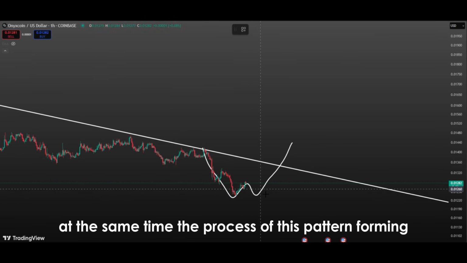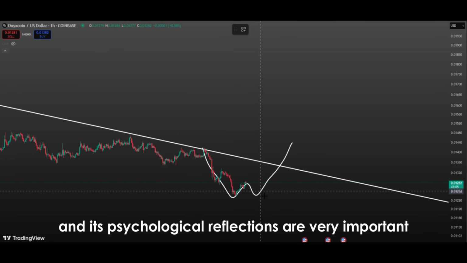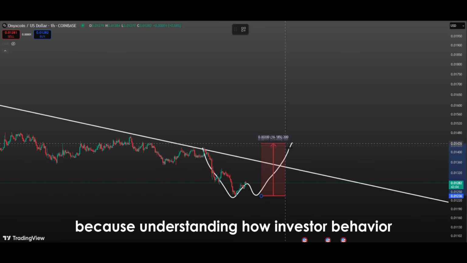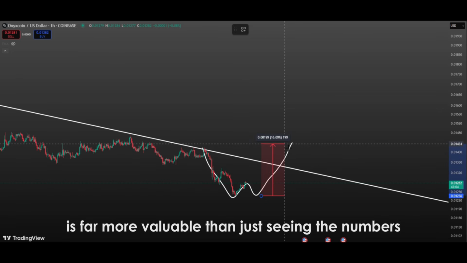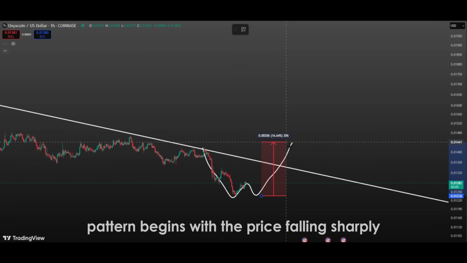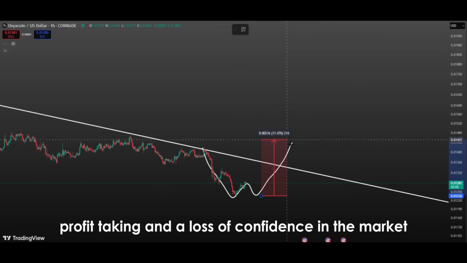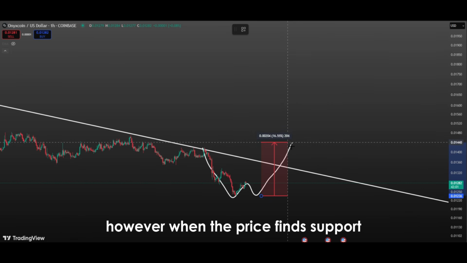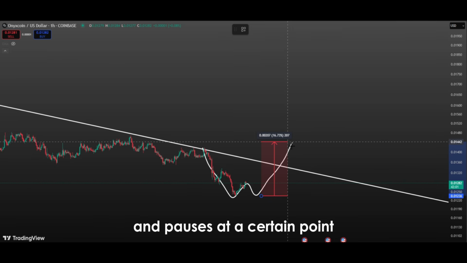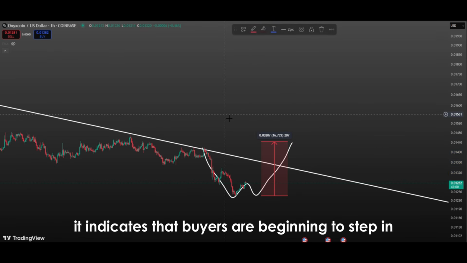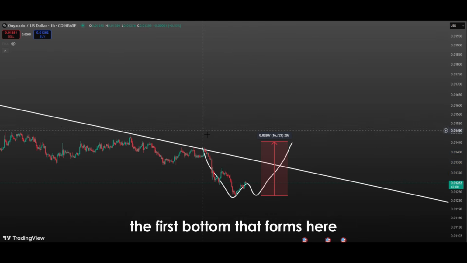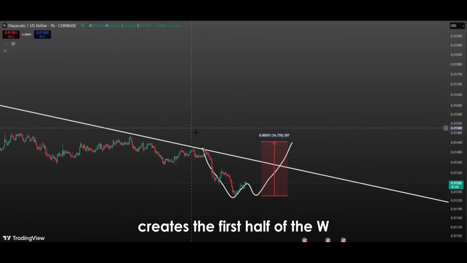At the same time, the process of this pattern forming and its psychological reflections are very important because understanding how investor behavior collectively reflects on the chart is far more valuable than just seeing the numbers. The first leg of the W pattern begins with the price falling sharply. This drop usually represents panic selling, profit-taking, and a loss of confidence in the market. However, when the price finds support and pauses at a certain point, it indicates that buyers are beginning to step in. The first bottom that forms here creates the first half of the W.